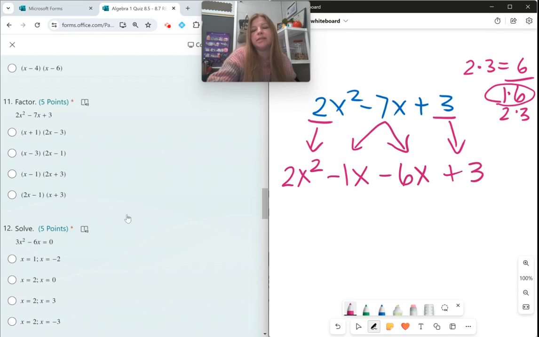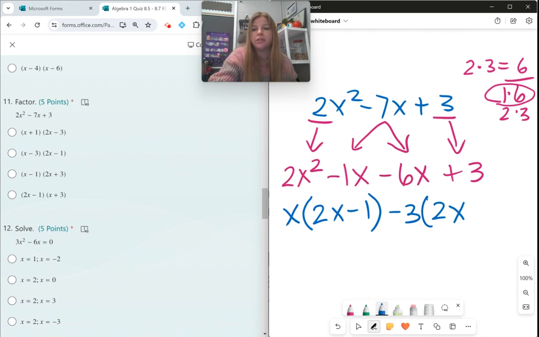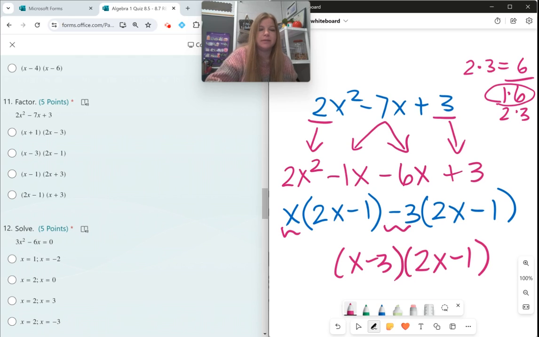So now, when I look at this, I factor by grouping. The GCF of these first two terms is x. I'm then left with 2x minus 1. The GCF of these next two terms is a negative 3. Remember, if the polynomial you're factoring starts with a negative, you need to factor out a negative. When I factor out a negative 3, I'm left with 2x minus 1. I know I'm doing it right because I see the twins. I put the GCFs in the first part of my factored answer, x minus 3 times one of the twins. And there you go, x minus 3, 2x minus 1.